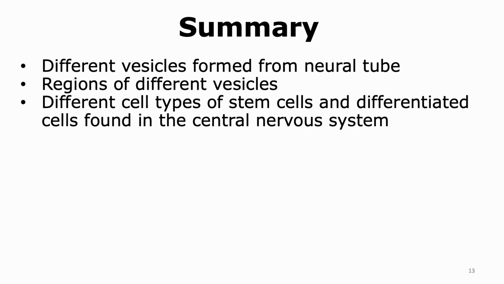To summarize, we learned about different vesicles that are formed from the neural tube, which will give rise to the brain and other parts of the nervous system. We also learned about different cell types that are present in the central nervous system that included the stem cells as well as differentiated cells.